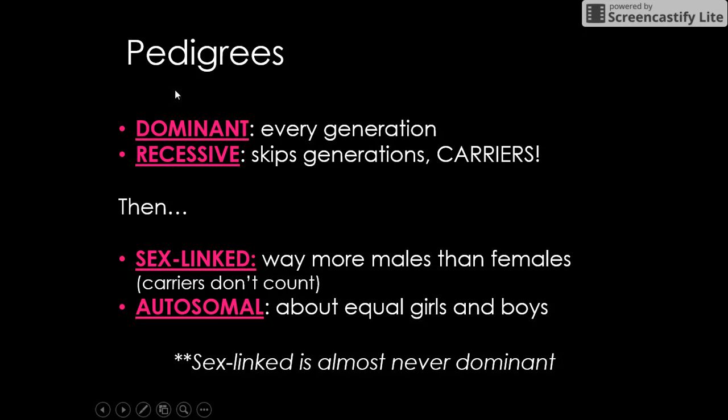If you can't remember how to do both of these and you just remember how to figure out if it's sex-linked, your best guess is to guess sex-linked recessive. Sex-linked is almost never dominant.